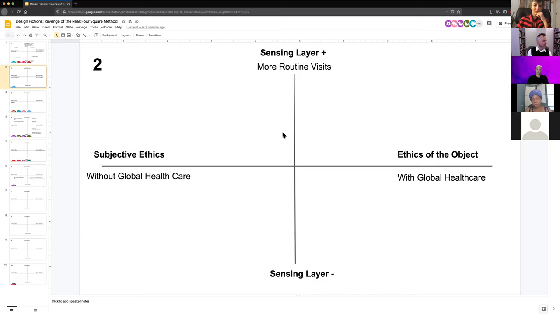And I thought that was like a sensing layer, but sure. Does it have to have an opposite polar end, like less visits? Because I couldn't think of reasons for that after the pandemic.